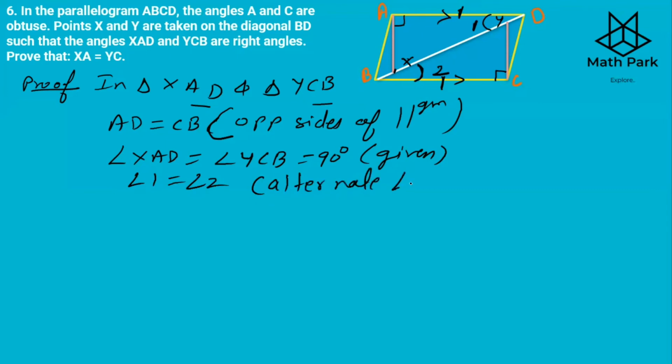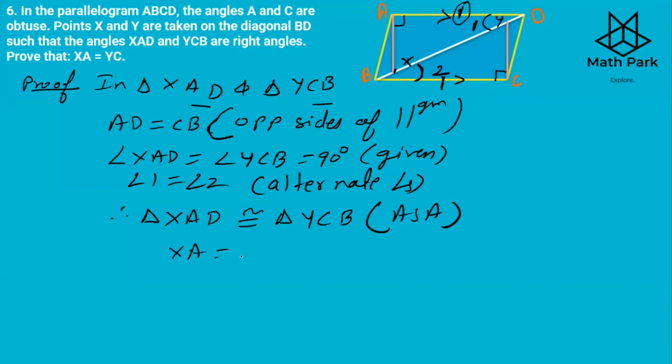Therefore you get triangle XAD is congruent to triangle YCB by which congruence? Observe carefully. By angle, side, angle. This side is in between. Look at this, this is the side in between these angles. So by ASA the triangles are congruent, and therefore you get XA is equal to YC by CPCT, that is, if the triangles are congruent, the corresponding parts are also equal. Okay.